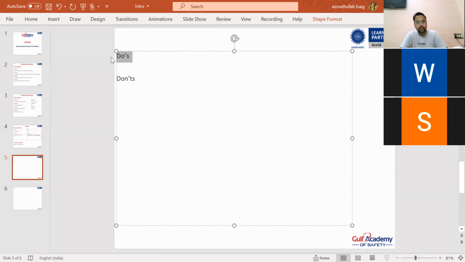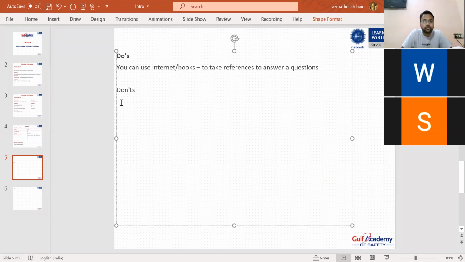Do's. You can use internet. You can refer books. You can use internet and you can refer books to take references to answer a question. Means you can search internet or you can search books for getting answers. That is one thing. But what are you not supposed to do?